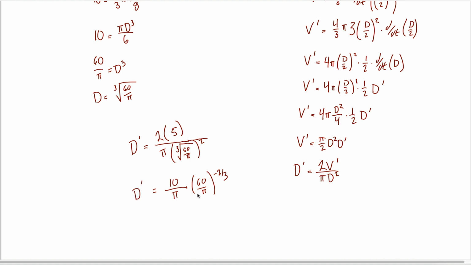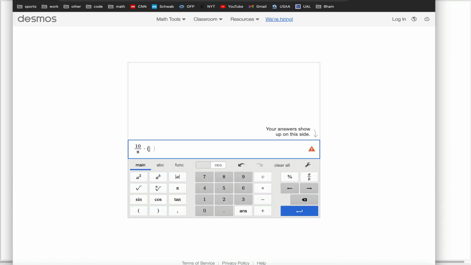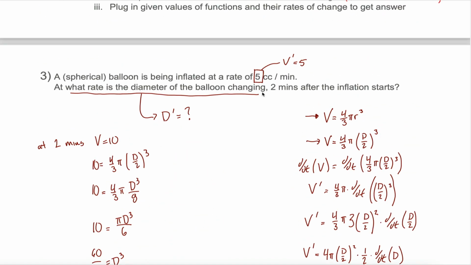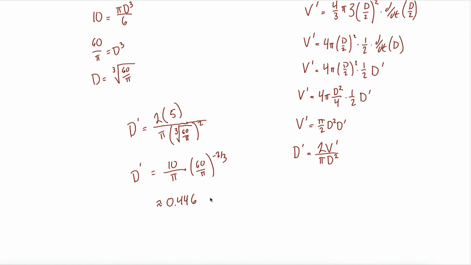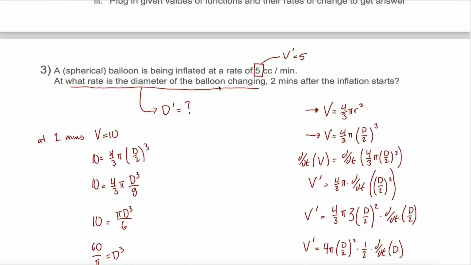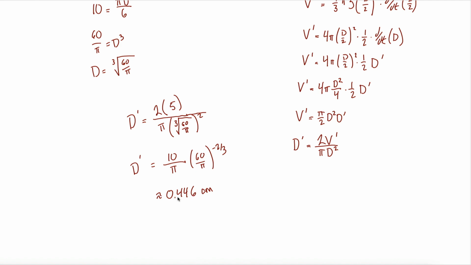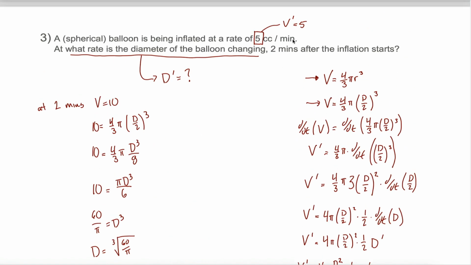If you want a reasonableness check, we could take this expression and type it into a calculator. I got 10 over pi times 60 divided by pi raised to the negative 2/3 power. Desmos tells me that that's approximately 0.446, if I'm rounding to 3 decimal places. Since my units are in cubic centimeters up here, my diameter would be in centimeters. So what this is saying is the diameter of this balloon is increasing at a rate of about 1/2 centimeter per minute if the volume is increasing at 5 cubic centimeters per minute at this instant 2 minutes after the inflation starts.